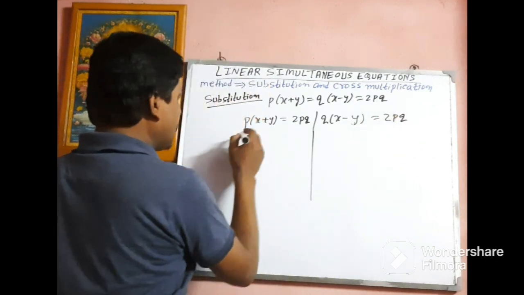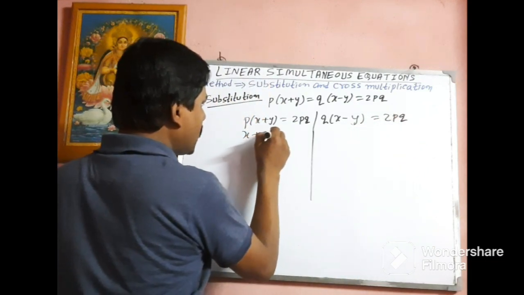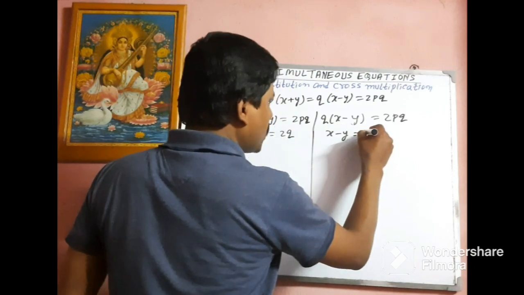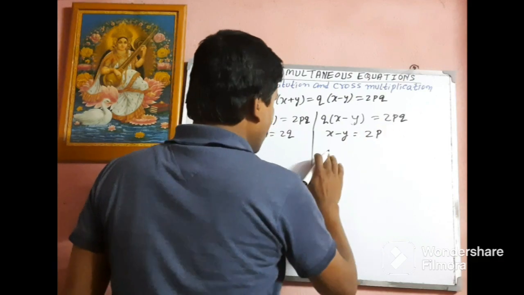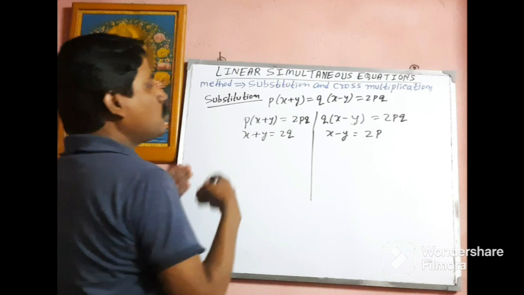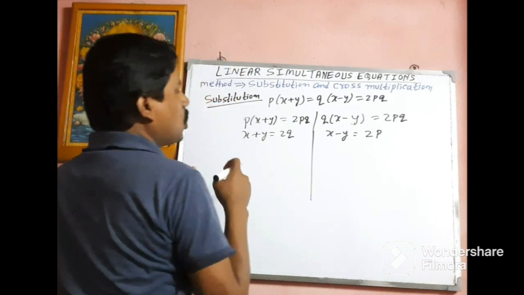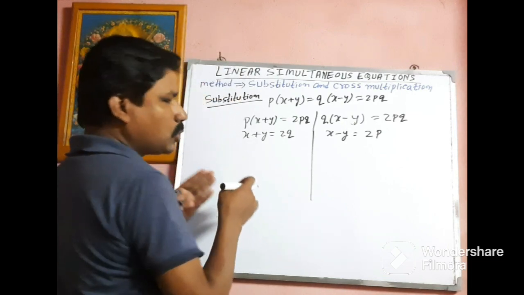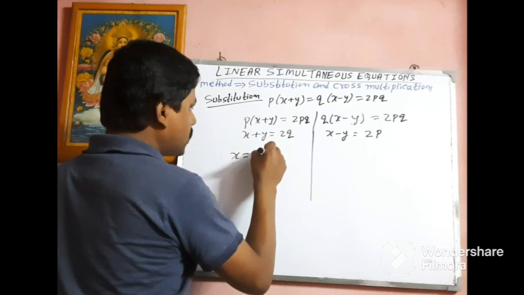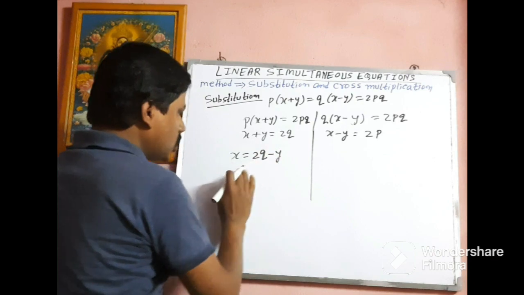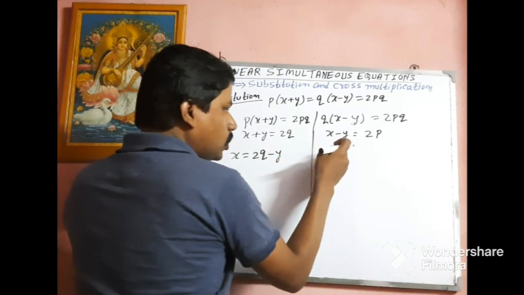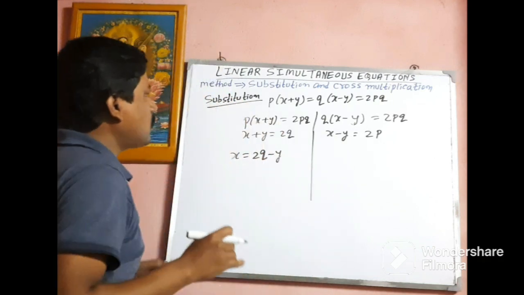Now calculating, we get x plus y is equal to 2q. Similarly here, x minus y is equal to 2p. Now we are using the substitution method. So substitute x or y according to your choice. If we find x, then we get 2q minus y. So this is the value of x, and this value we can put here by using the method of substitution.